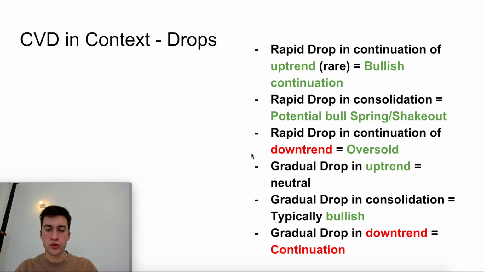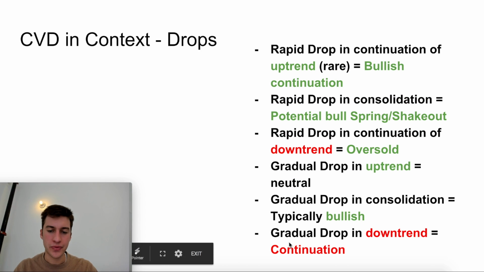So how about a gradual drop in an uptrend? So just gradual fall in CVD as price is moving upward. Well, this is going to be more context heavy again, more neutral, probably slightly more bearish than bullish, if anything. But I can't really put anything to this. Same thing here.